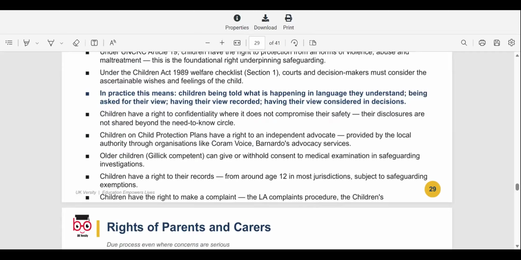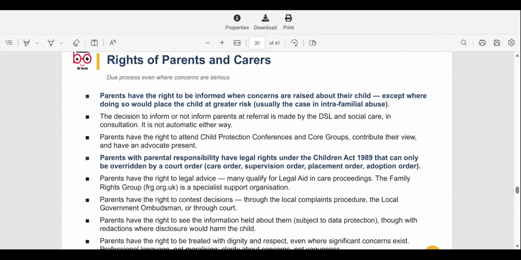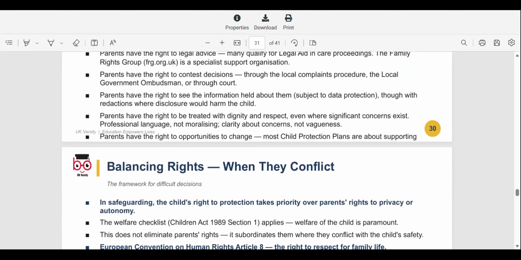Then you have rights of carers and parents. They are treated, make sure they are right. Parents have the right to be informed if any concerns are raised at the school. If there's anything in place, you have a duty to inform them, and a referral is made to the designated safeguarding lead or social care. Parents may have to attend a meeting or conference, and parental responsibility carries legal rights under the Children Act. Parents can seek legal advice and contest decisions.